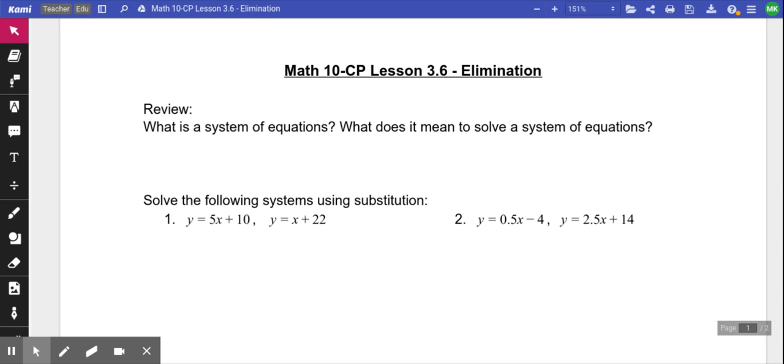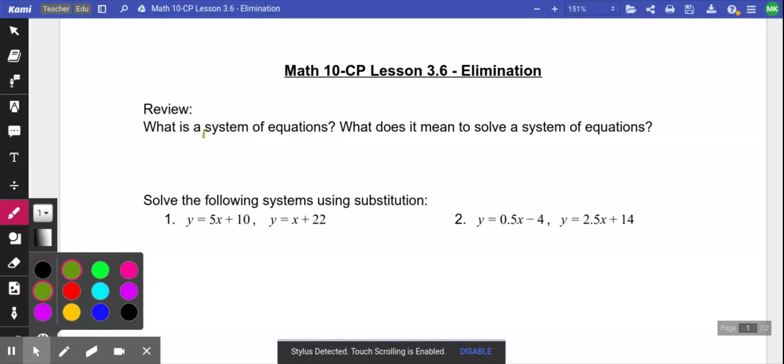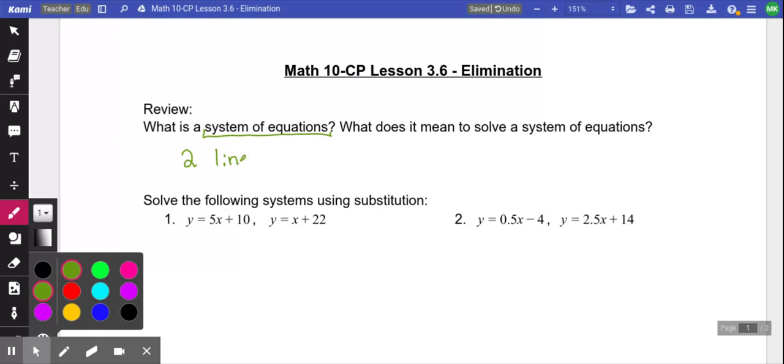A system of equations. What is a system of equations? What does that mean? If I say you have a system of equations, that means you have two lines or equations.